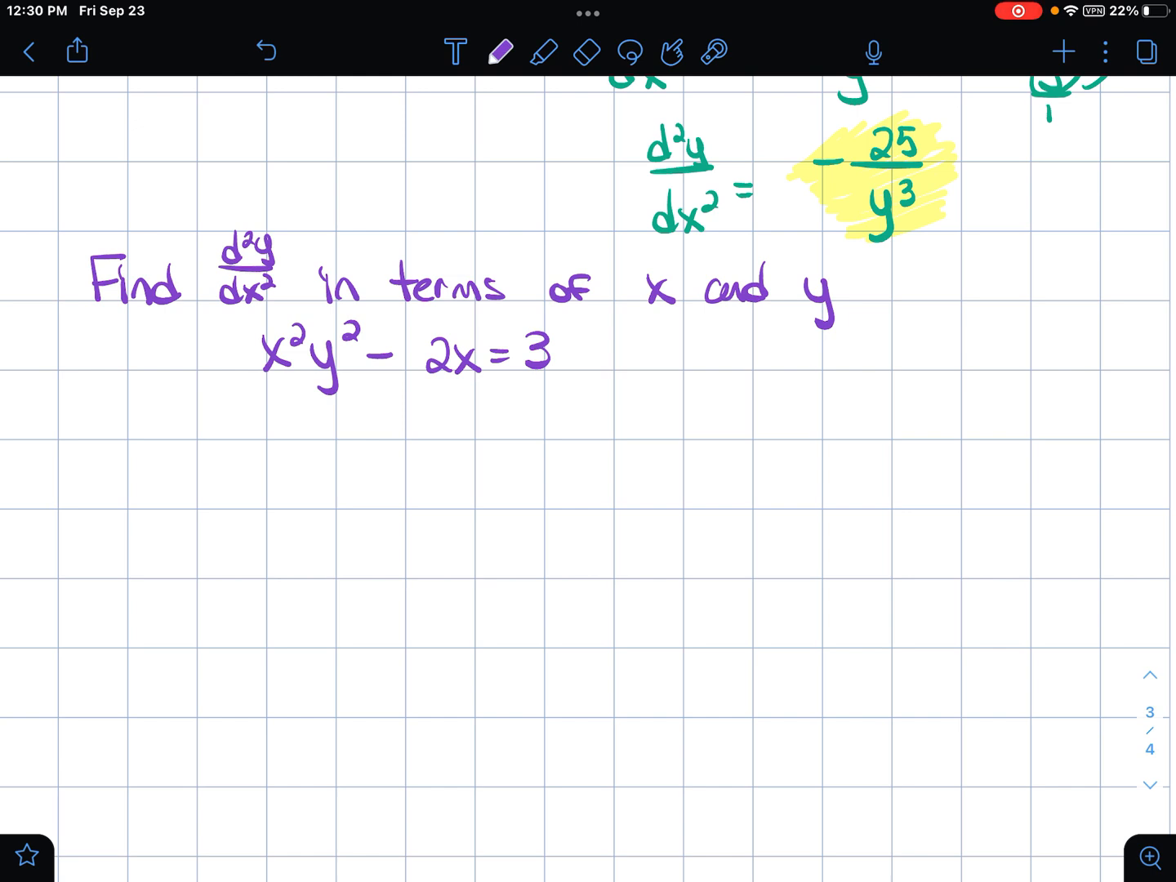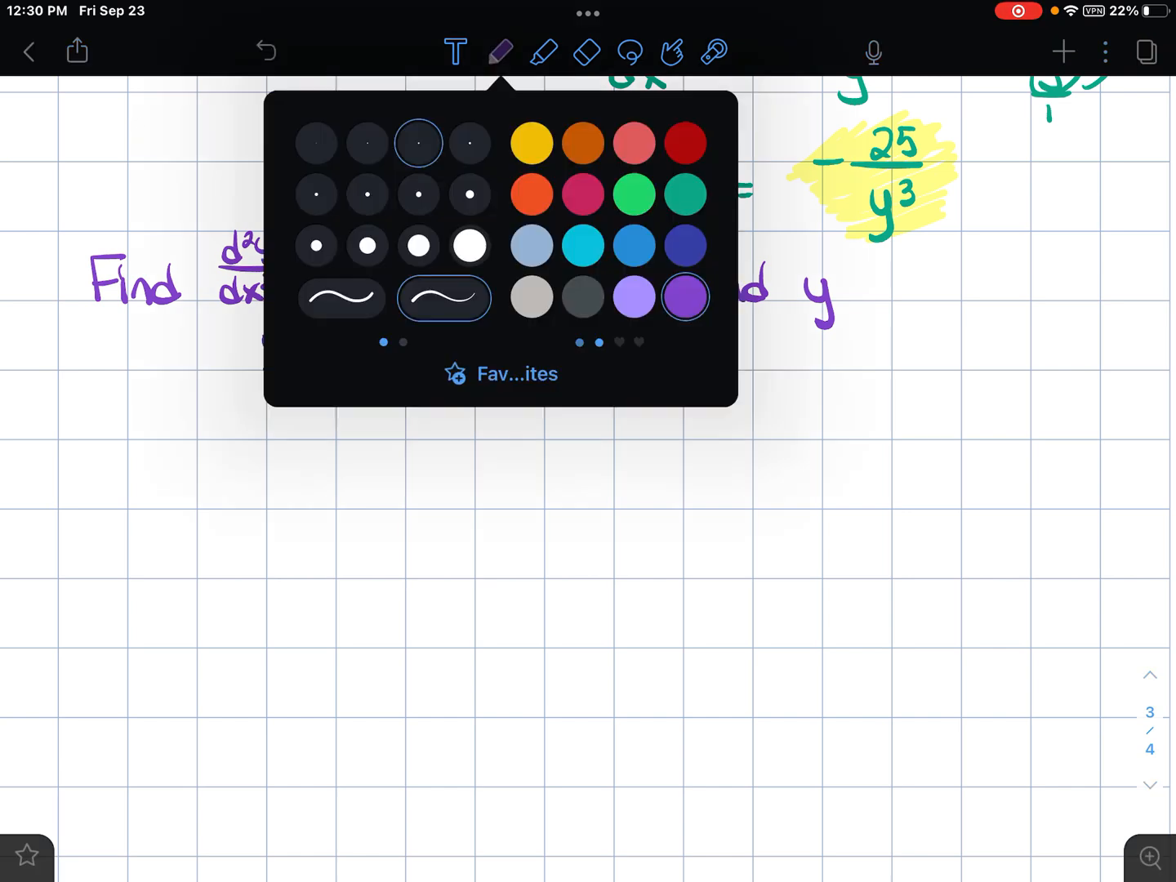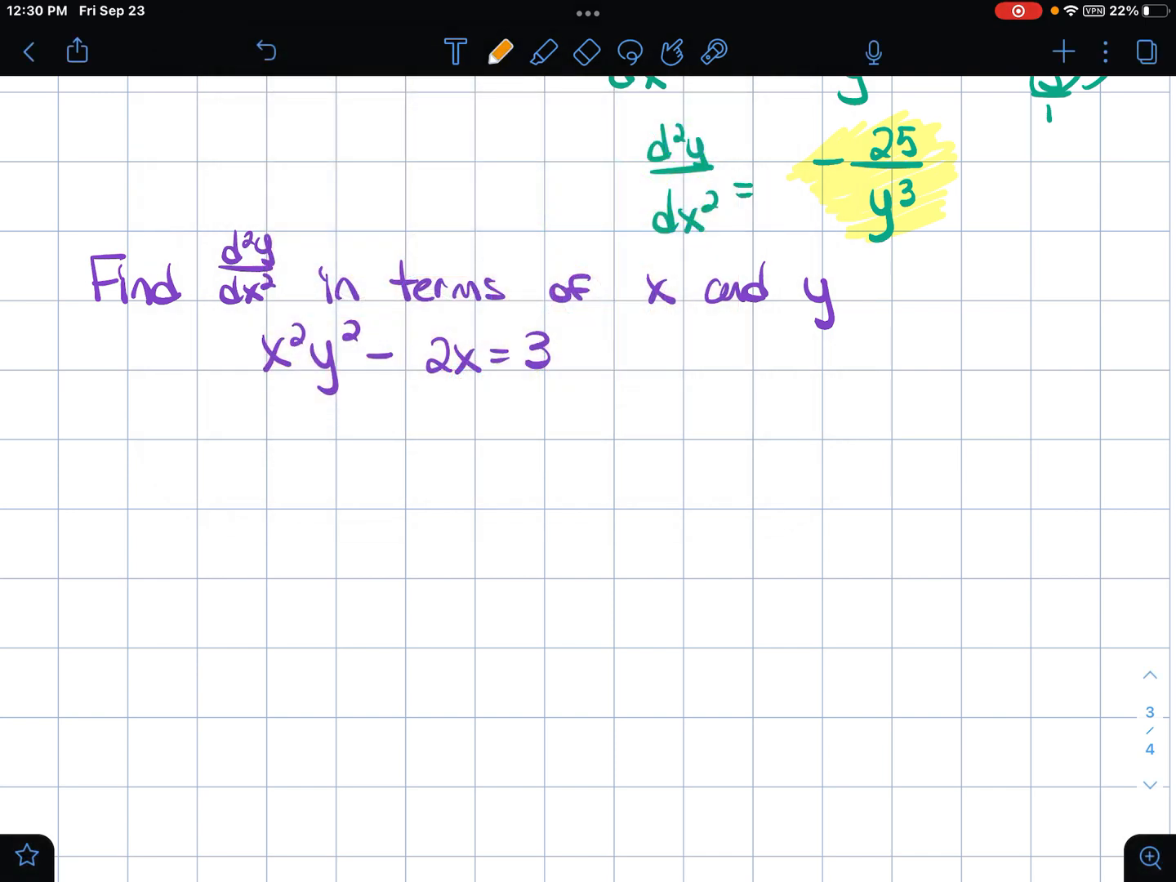Okay, welcome back. Let's find the first derivative. I like using different colors. I hope you're okay with that. I'm going to find the first derivative with respect to x squared, y squared. I hope you were thinking about the product rule on that first term.